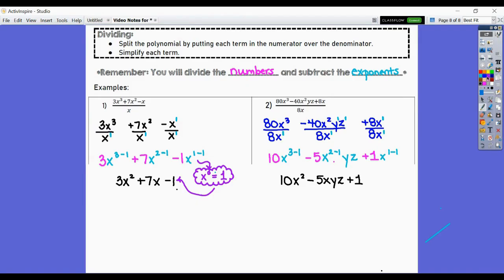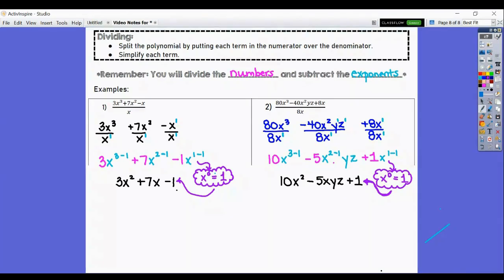As a reminder, what happens to this x to the 1 minus 1 is it becomes x to the 0 power. We know any base raised to the 0 power is just 1. 1 times 1 is itself 1 there. And that's our final answer.